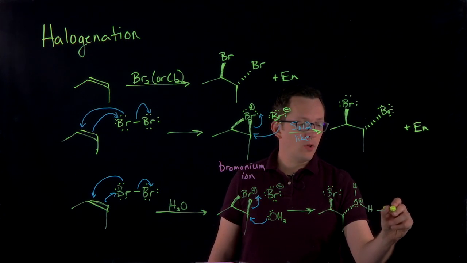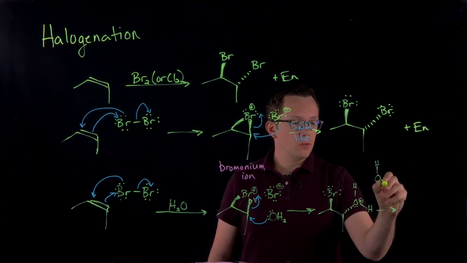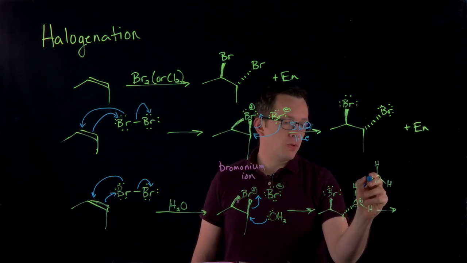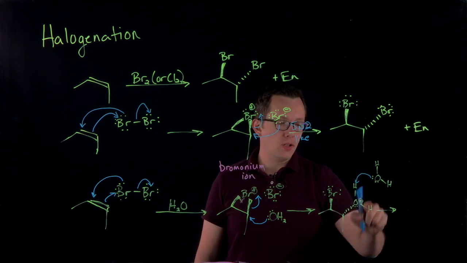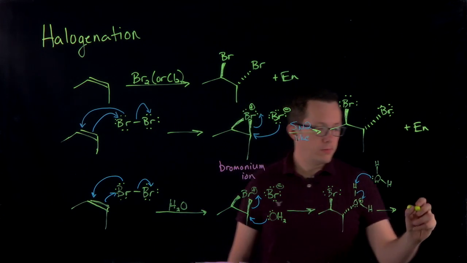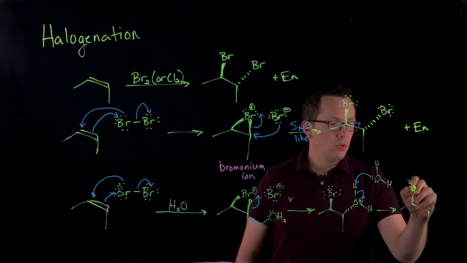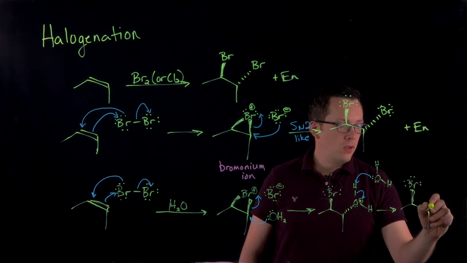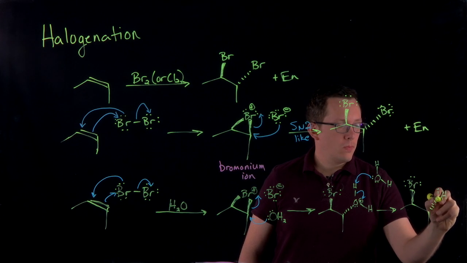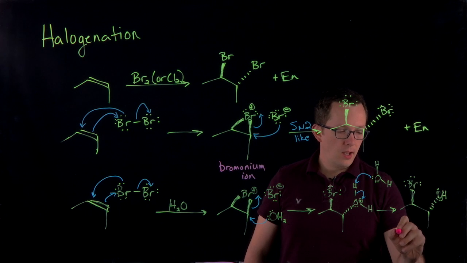And from this step, all we need to do is get a neutral structure. So we can have another water molecule act as base. So here we can do a proton transfer step where we deprotonate our protonated alcohol, and that will give us back our final product, which is a molecule called a halohydrin, where we have a bromine and an OH group on adjacent carbons. So this molecule is called a halohydrin.